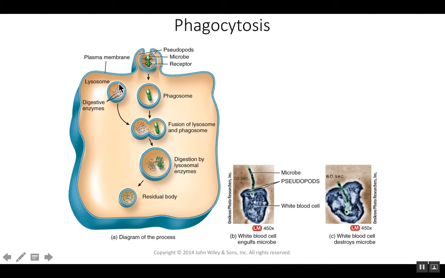There's that lysosome with digestive enzymes. Once those digestive enzymes get to that bacterium, it breaks down that bacteria in order to kill it. So this is one way our immune cells help us destroy infectious microbes.